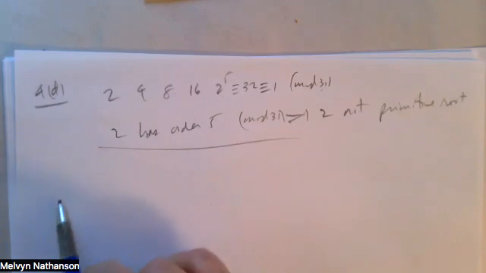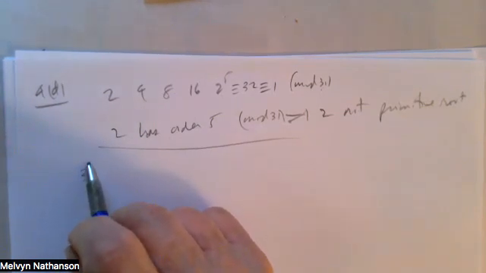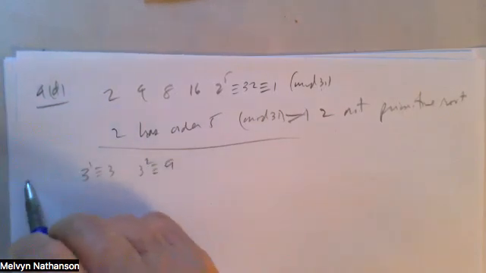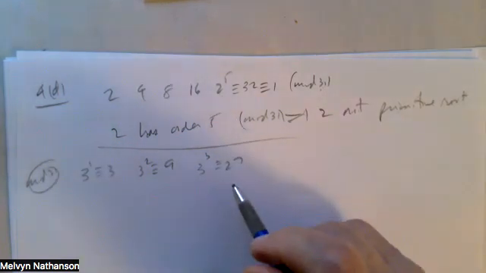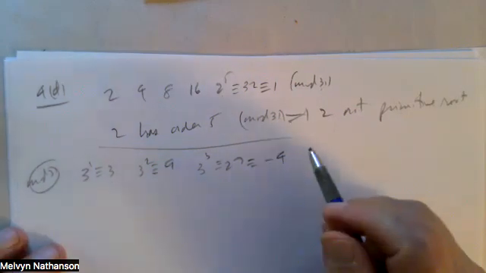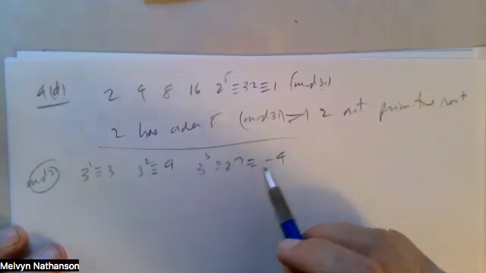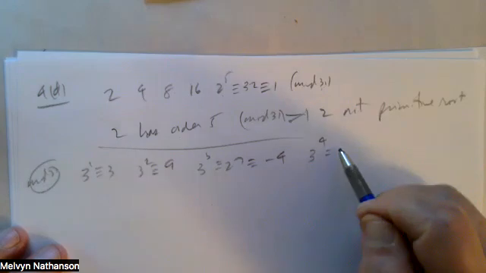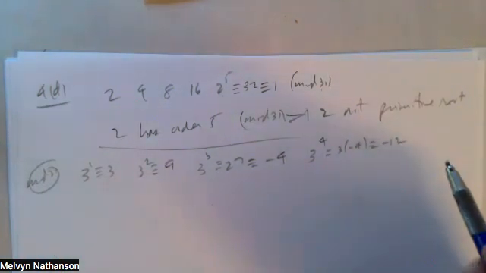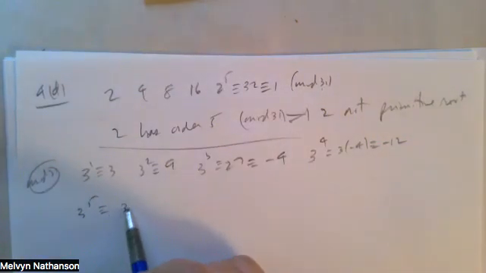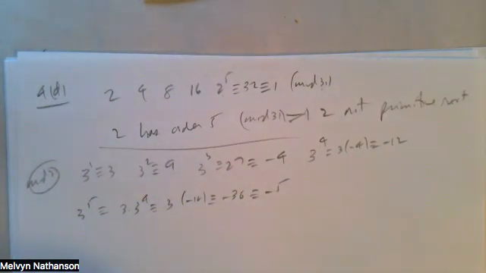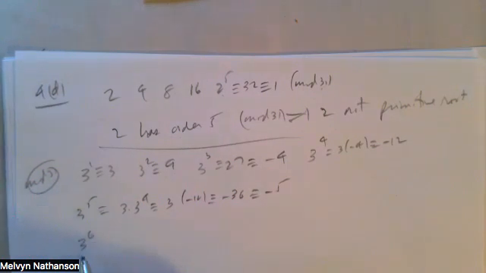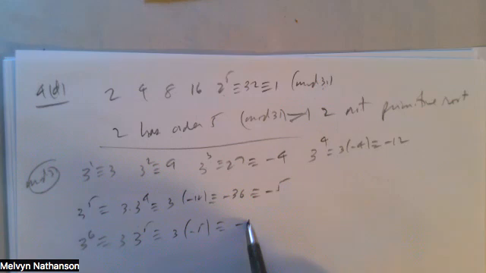What about 3? So let's look at the powers of 3. 3 to the first power is 3. I'm doing everything mod 31. 3 squared is 9. 3 cubed is 27, which is the same as minus 4 mod 31. 3 to the 4th is 3 cubed times 3, so 3 times minus 4, which is minus 12. 3 to the 5th is 3 times minus 12, that's minus 36, which is minus 5. 3 to the 6th is 3 times minus 5, which is minus 15.